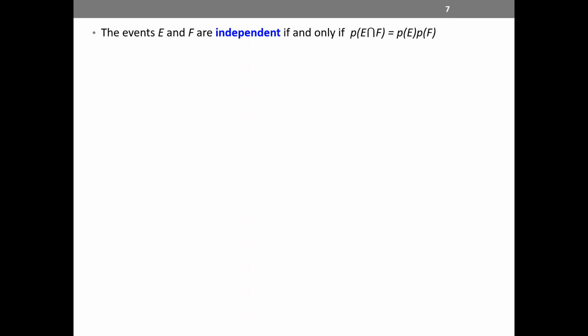Hi, this is video 2 on independent events. We are continuing our discussion on how to determine if two events are independent or not. And we arrived at this formula in the previous video from conditional probability itself. So two events E and F are said to be independent if and only if the probability of E and F is a multiplication of the probability of E and the probability of F.